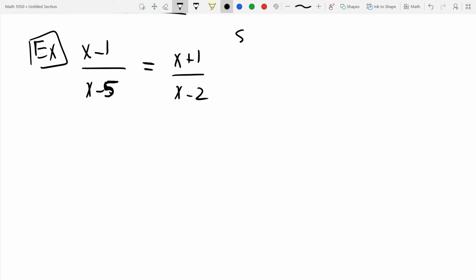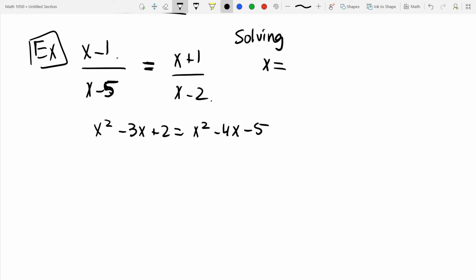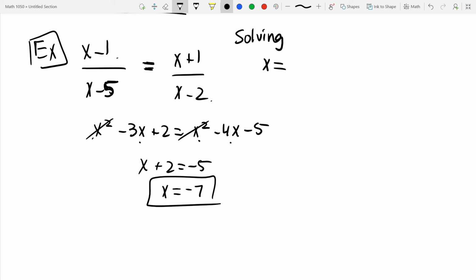You guys know if there's an equal sign that I'm solving and my answer is going to look like x equals something. That's the only time you're going to have x equals anything, because this was the only time we had an equal sign. Okay, cross multiply x minus 1 times x minus 2 is x to the second minus 3x plus 2. Cross multiply the other way, x to the second minus 4x minus 5. And now solve it. This x squared comes over and knocks that guy out. Negative 4x comes over and becomes a positive x, so you have x plus 2 equals negative 5. Move your x over, x equals negative 7, and you're done.